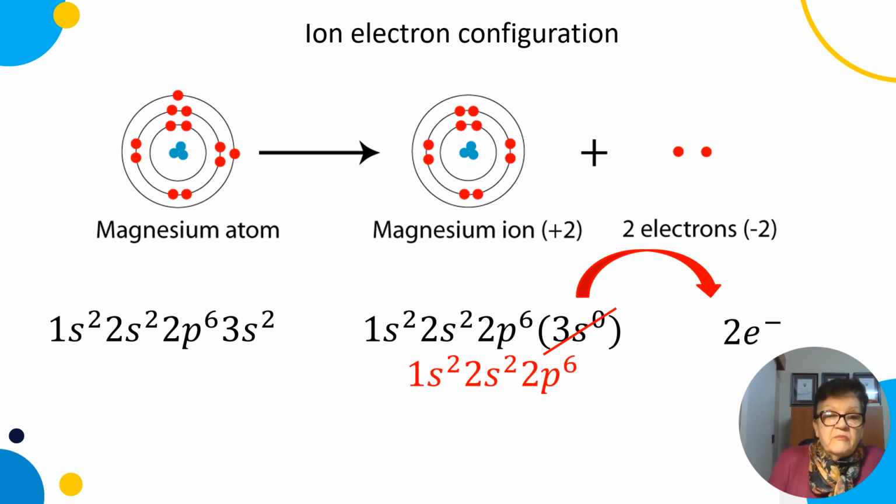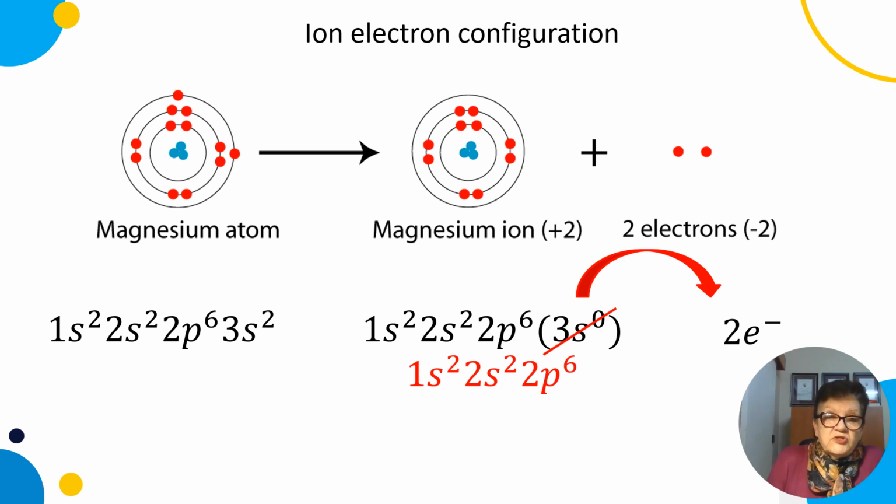So the small number indicates the 2 electrons in that space. The bigger number indicates the level. So the first energy level has only an s orbital. The second energy level has an s orbital as well as a p orbital. And the third energy level has an s and a p orbital.